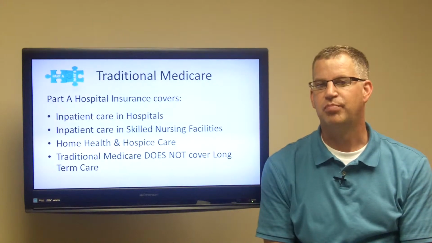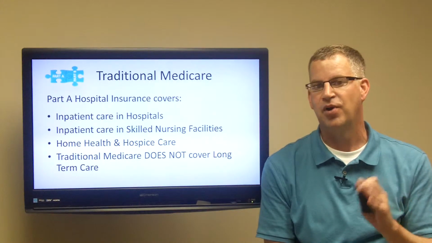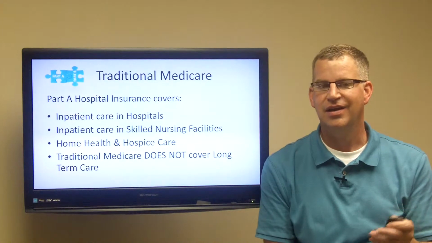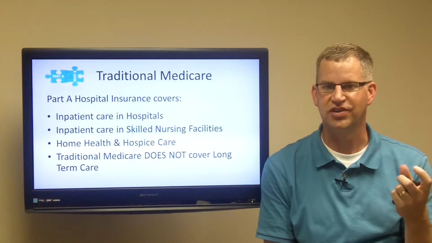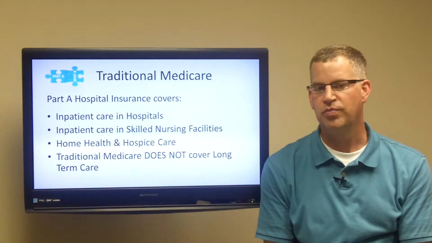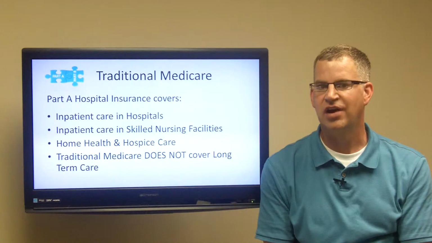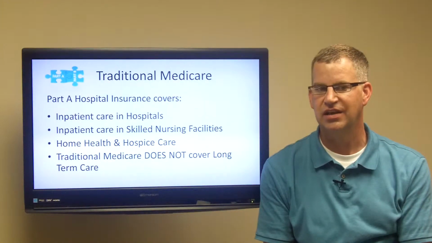Now, focusing first on Part A of Medicare, the traditional Medicare system consists of Part A and Part B of Medicare, and that's what most people are thinking of when they think of Medicare. And it's the red, white, and blue Medicare card that you get when you first turn 65 or first enroll in Medicare. So, starting with Part A of Medicare, the hospital insurance. The hospital insurance covers inpatient care in hospitals. It covers inpatient care in a skilled nursing facility. It covers home health and hospice care.